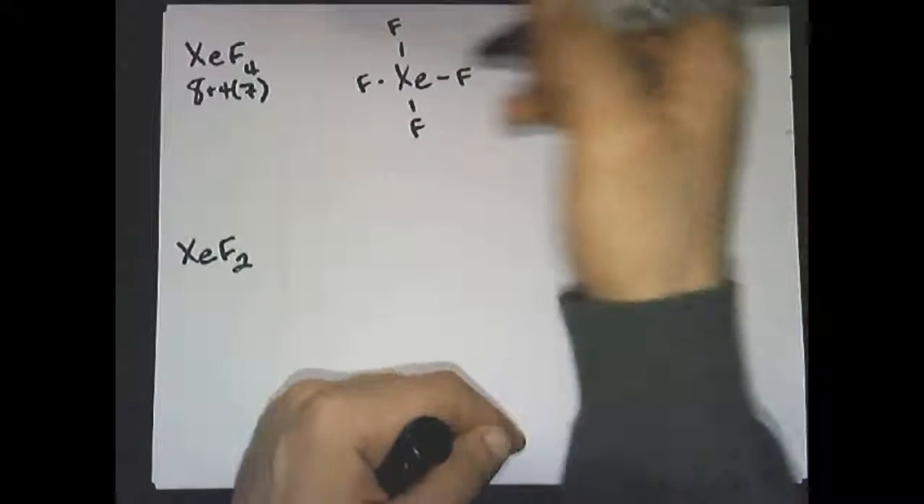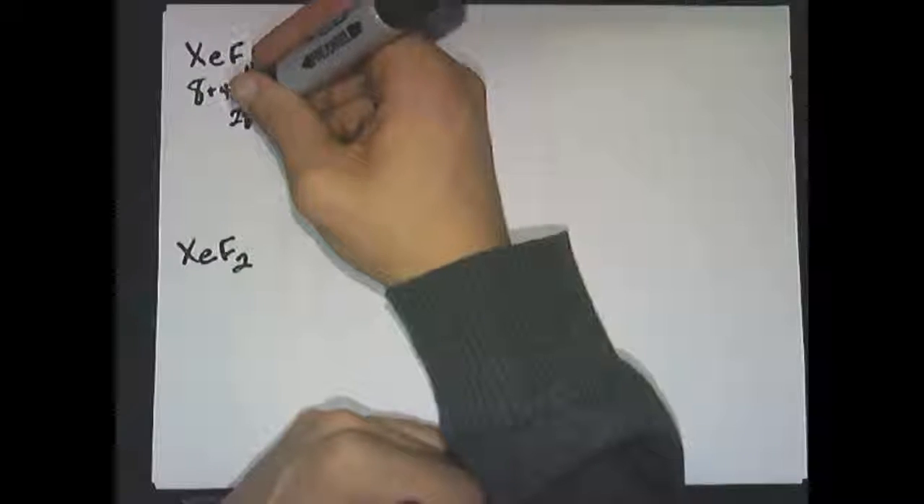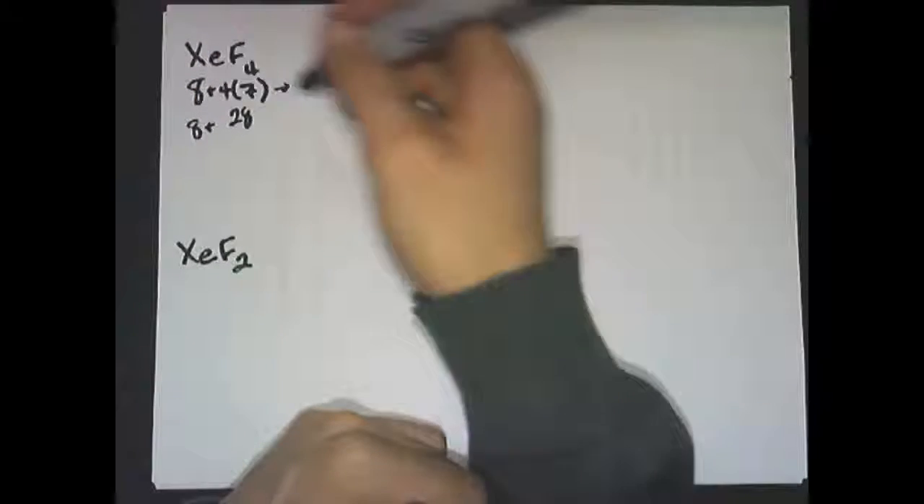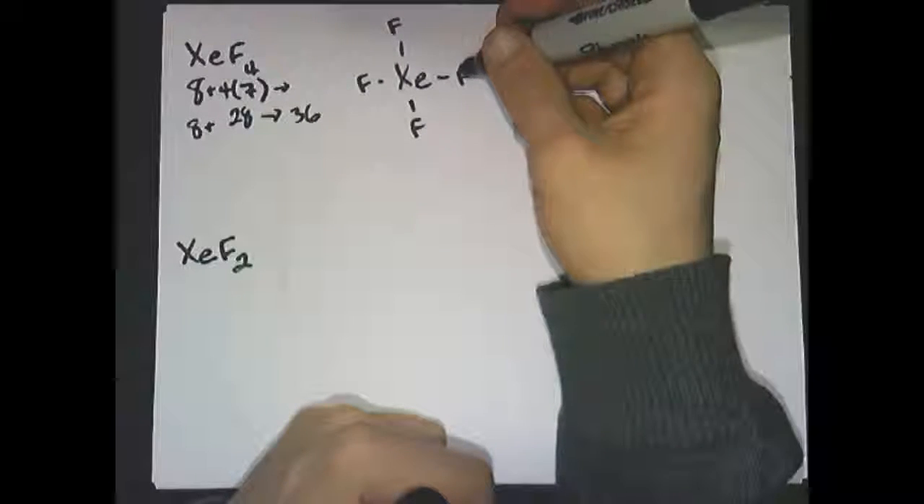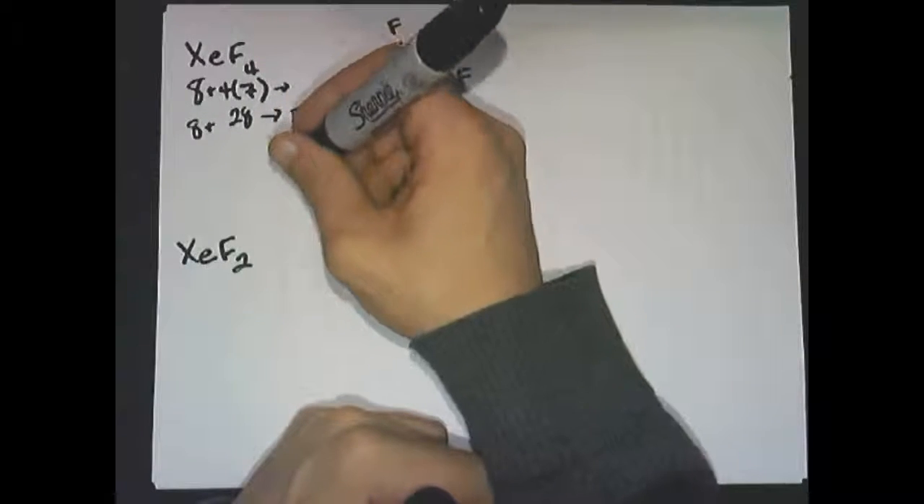So that's 4 bonds, and let's just put our total here. 4 times 7 is 28, plus 8 is going to give us 36 electrons to play with total. So I've just used up 8 of them on this, so I have 28 electrons left.